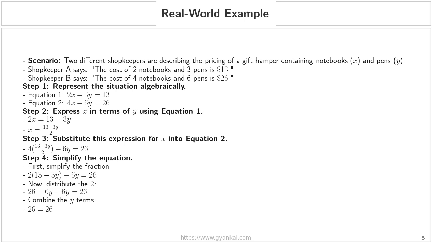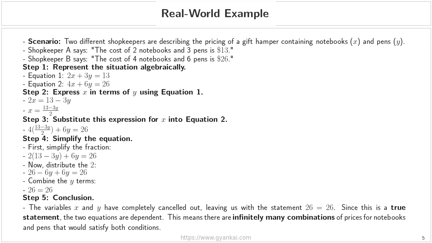First, we can simplify the fraction by dividing the 4 outside the parentheses by the 2 in the denominator. This leaves us with 2 multiplied by the quantity 13 minus 3y plus 6y equals 26. Next, we distribute the 2 into the parentheses, which gives us 26 minus 6y plus 6y equals 26. When we combine our y terms, the negative 6y and positive 6y cancel each other out completely, leaving us with a very simple statement. 26 equals 26.